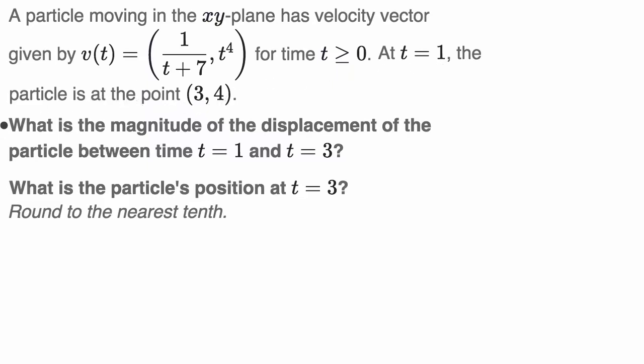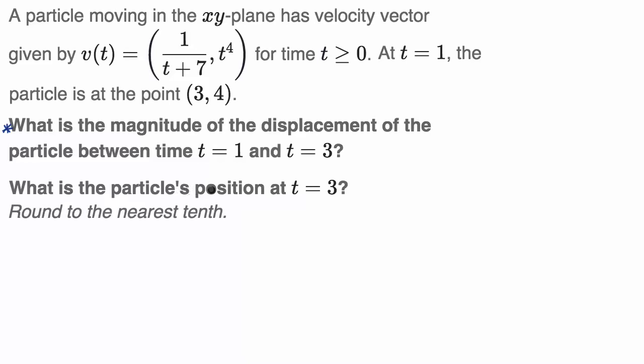So the first part is, what is the magnitude of the displacement of the particle between time t equals 1 and t equals 3? And then we need to figure out its position, and we need to round to the nearest tenth. So like always, pause this video, and I think you will have to use a calculator, but pause this video and try to work through it on your own.